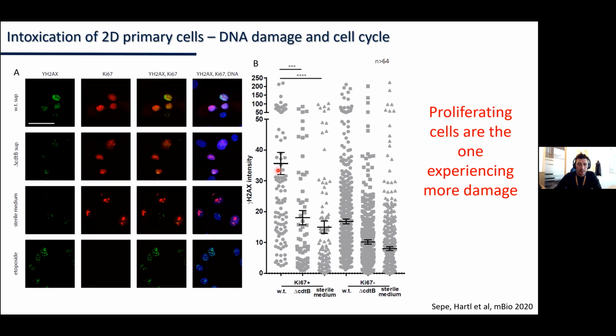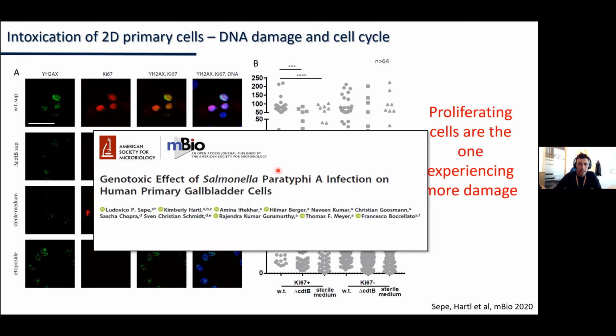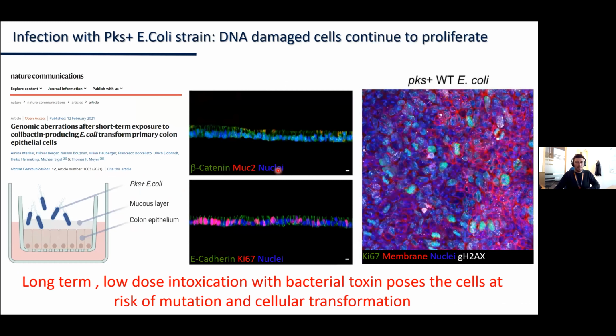So we think that this is a starting point that puts the cell at risk of cellular transformation, and we have published these results last year. We have seen a similar mechanism also for other bacteria and other toxins. So there is another bacterium which is very well known. It's Escherichia coli, and some strains do produce a toxin which is encoded by this island pks, and the toxin is called colibactin. So we have developed organoids from the colon, and then we have infected these organoids of the colon with Escherichia coli, which produces the colibactin.